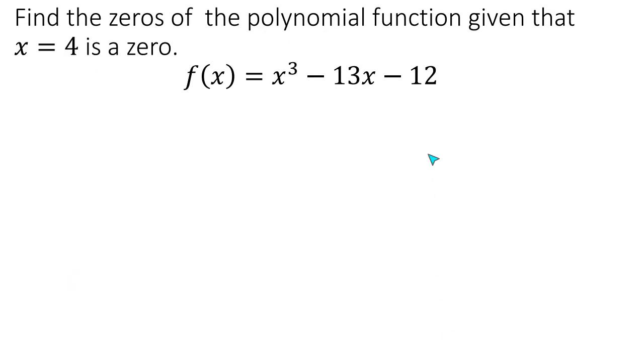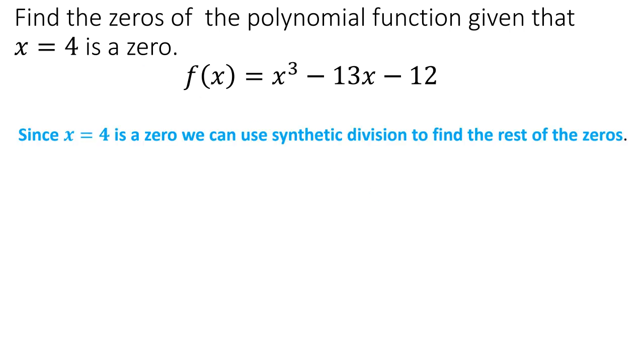So what we want to do today is, how do we find these zeros? Some of these questions are going to tell you to find all the zeros, and then they're going to give you at least one zero. In this example, they tell us that x equals 4 is a zero. Since you know that x equals 4 is a zero, we can use synthetic division to find the rest of the zeros.